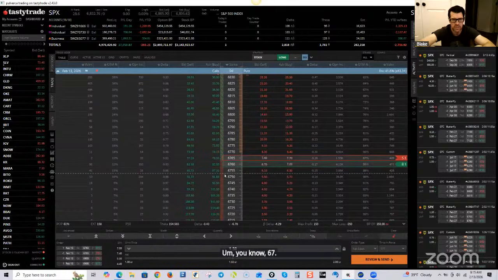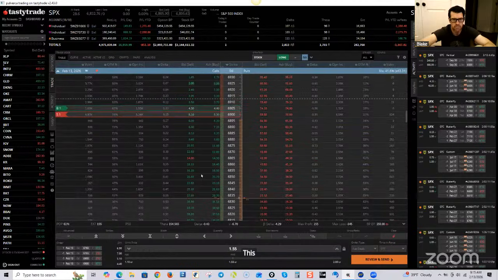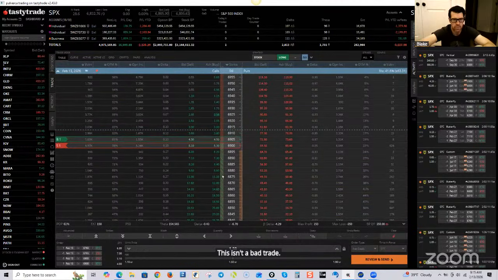6750 could be tested. That's around the 15 delta. So hopefully for the day, that's pretty safe. And again, if I'm going 15 wide, I'm hoping to get $3. If I go 5 wide, I want at least $1. This isn't a bad trade. Not a bad trade. But this is for today's 0DTE, plus or minus 63.